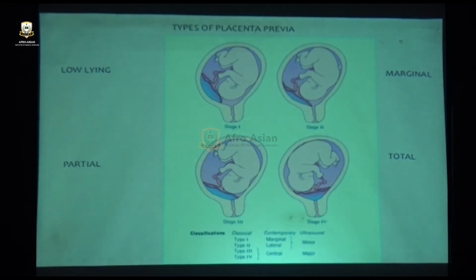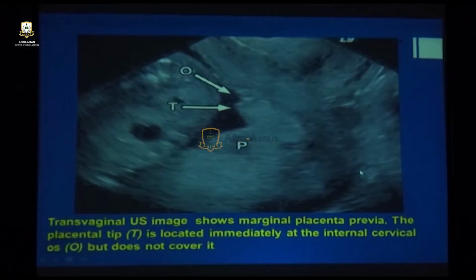On the top, on the left of my side, there is a low line. It's away from the internal os. Second is marginal, just reaching the internal os. Third is partial, it's just covering the internal os. And fourth is total, totally covering the internal os, which is also called complete previa.